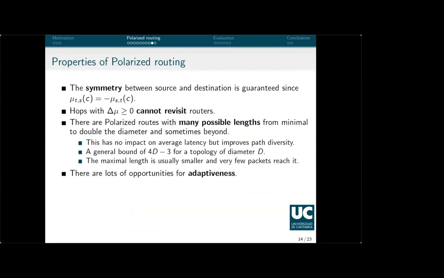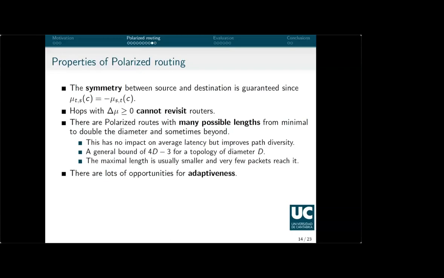We recall the two initially highlighted properties. The symmetry between source and destination is guaranteed, as reversing the path is just a change of sign of mu. A hop that increases mu reaches a value greater than any previous, so it cannot revisit routes. For conditional links, this is guaranteed by the additional rule.